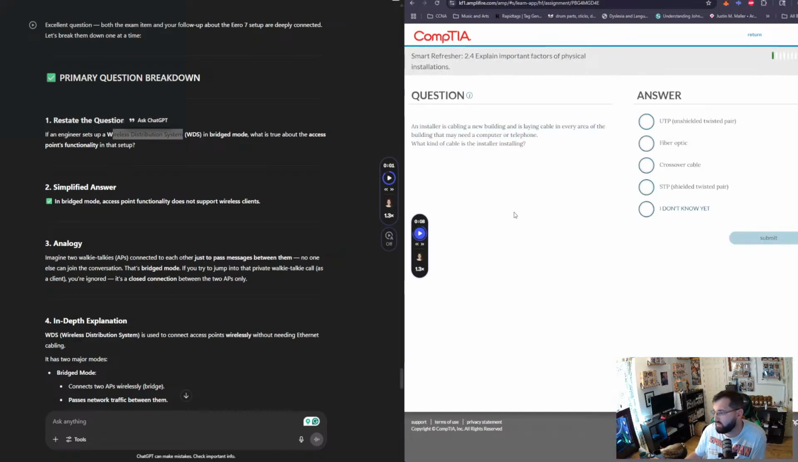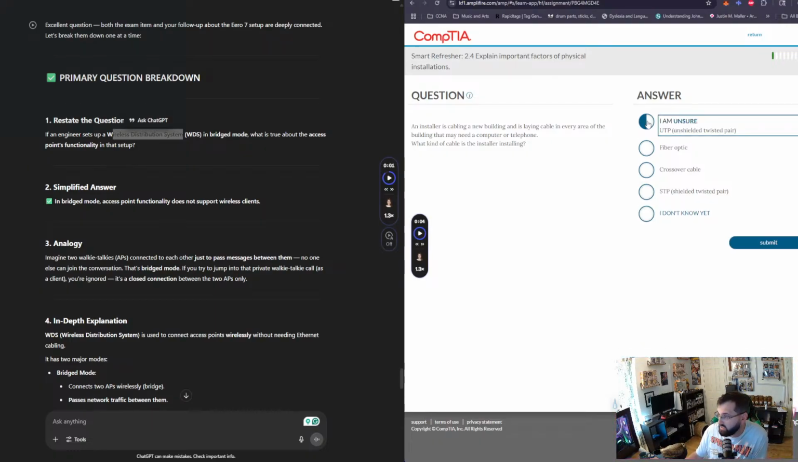Starting out strong. An installer is cabling a new building and is laying cable in every area of the building that may need a computer or telephone. What kind of cable is the installer installing? Unshielded. Okay, so this is where I differ. He is installing unshielded twisted pair. I believe that is stupid and that you should always use shielded twisted pair.